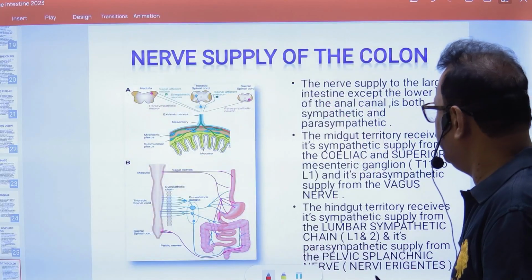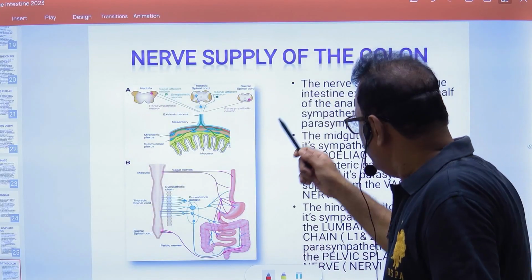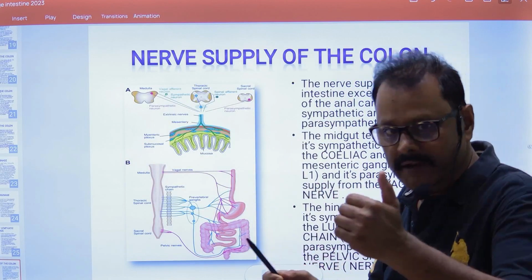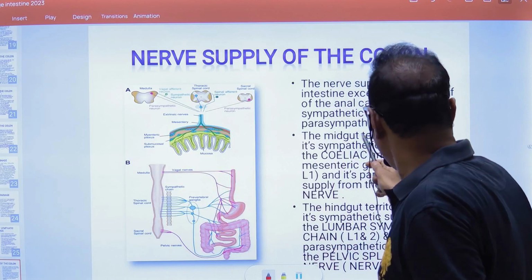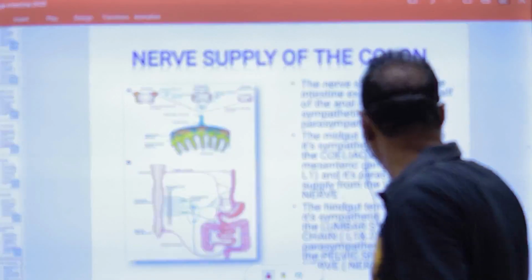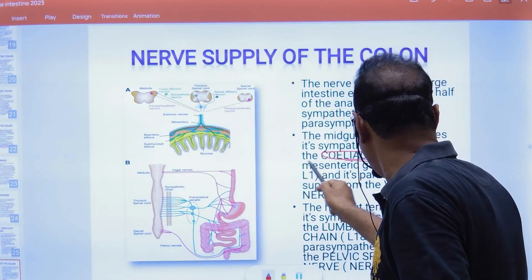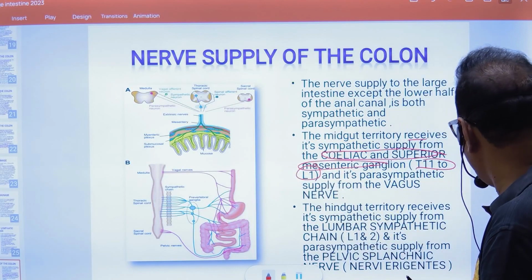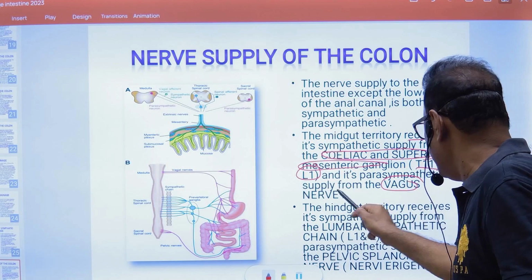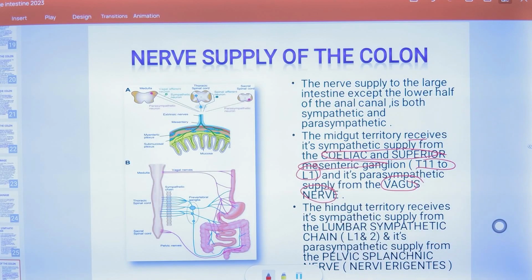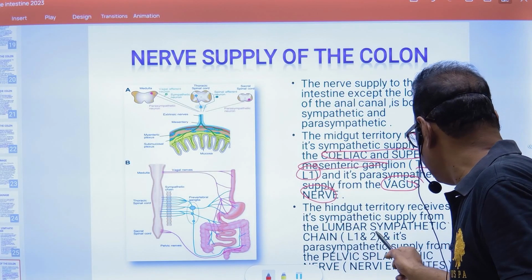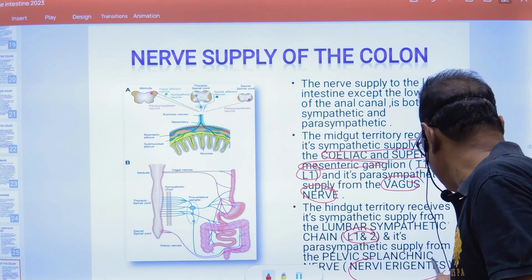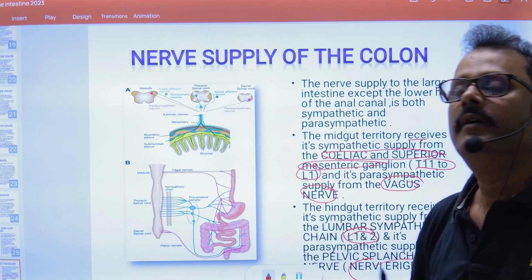Now we have finally the nerve supply. Again, it is divided into those portions of the large intestine which are from the midgut and those from the hindgut. The midgut territory receives from the celiac and the superior mesenteric ganglion, which develop from T11 to L1. This is the sympathetic supply, and the parasympathetic will be from the vagus nerve. The hindgut receives from the lumbar sympathetic, that is L1 and L2, and the parasympathetic from the nervi erigentes, that is from the sacral nerve.